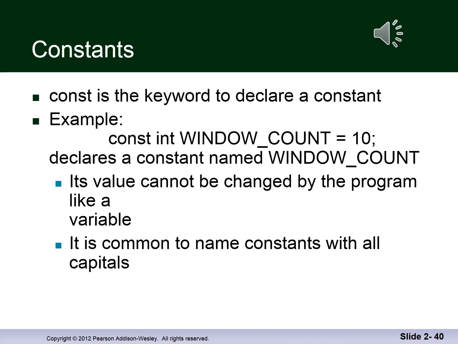Const, C-O-N-S-T, is the keyword to declare a constant. Typical protocol is, when you have a constant variable, a variable that can't be changed within the program, you declare it as all capital letters. So it makes it easier to find. Once again, its value cannot be changed by the program. It is common to name constants with all capital letters. And you'll see examples of why you need a constant variable later in this class.